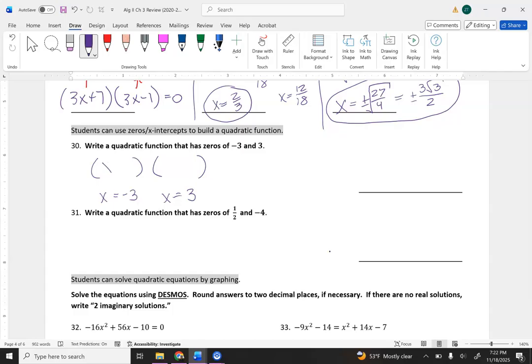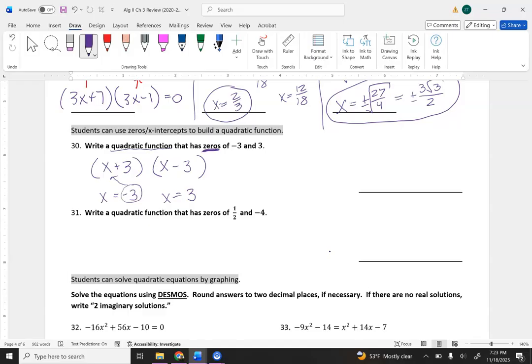So each parenthesis will be like an x plus or minus something. So if we want to make a parenthesis where x equals -3 would be the answer, we would have to put inside there x plus 3. Because when you plug -3 into x, the -3 plus the 3 makes the 0. And that's what we're dealing with here. We're dealing with zeros. So that first parenthesis would be x plus 3. The second parenthesis would be x minus 3. So to get the quadratic function then, we just have to multiply those two together.